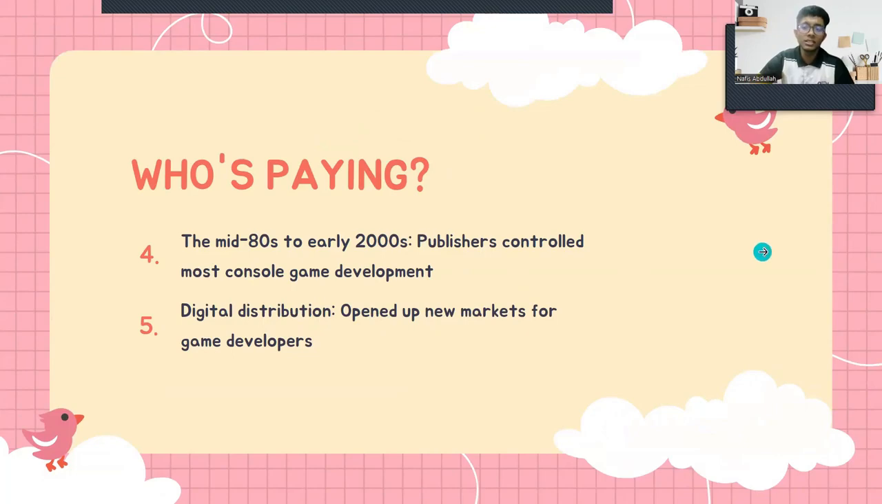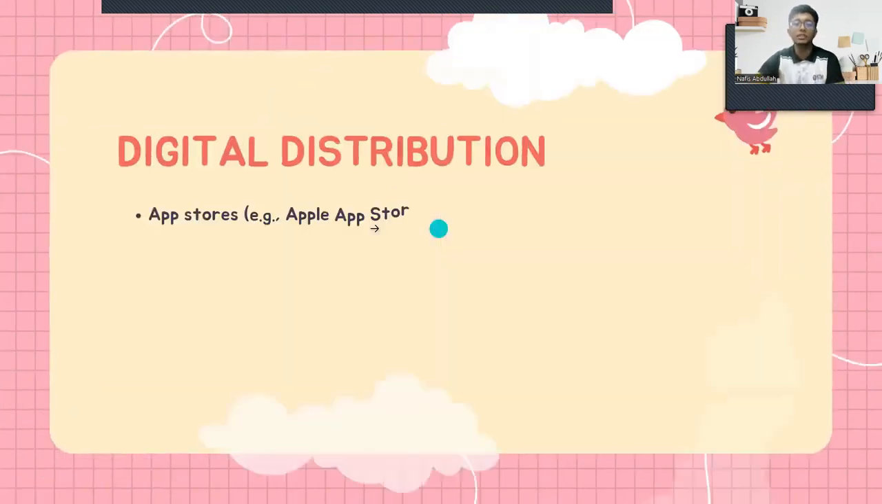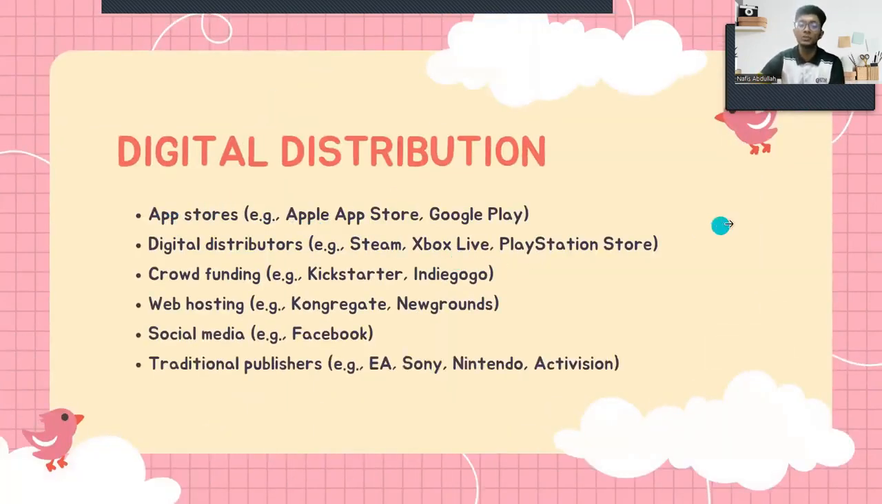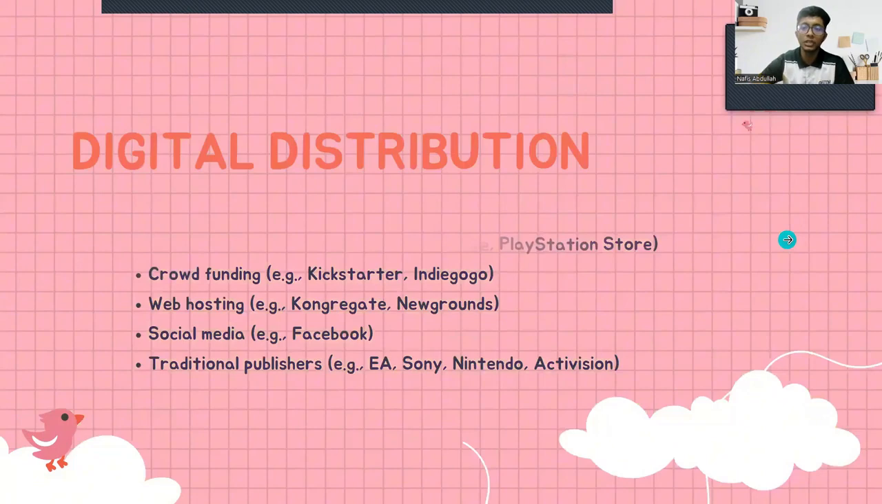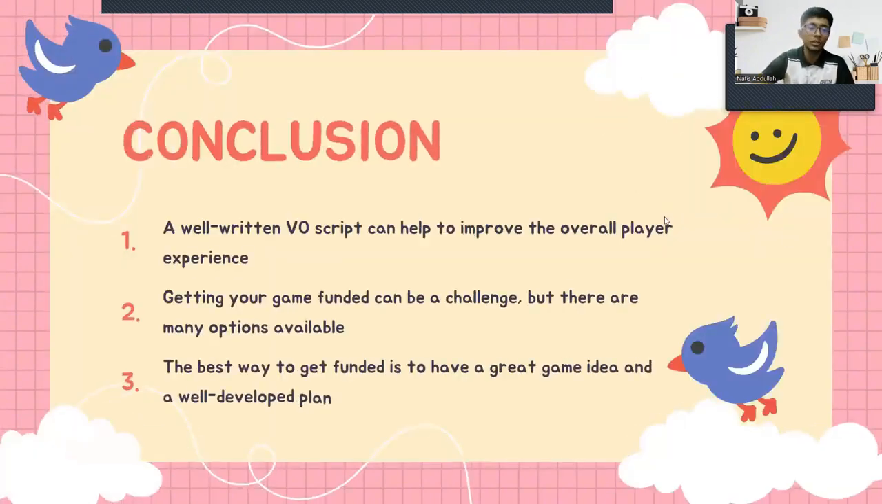So what is digital distribution? Actually, this is the App Store, which is Apple App Store, Google Play, then digital distributors like Steam, Xbox, also crowdfunding like Kickstarter, Indiegogo, and then web hosting, and also social media like Facebook, and traditional publishers like EA, Sony, Nintendo, Activision, like this. So they can also now distribute the game.